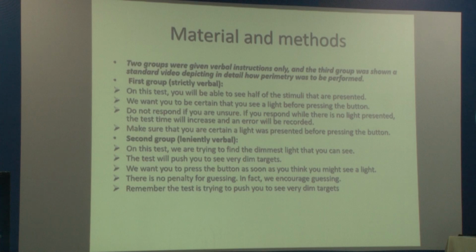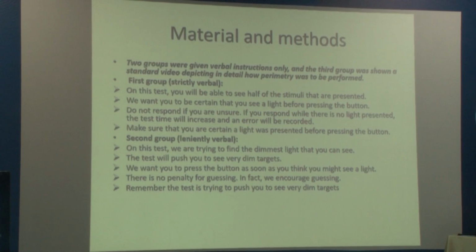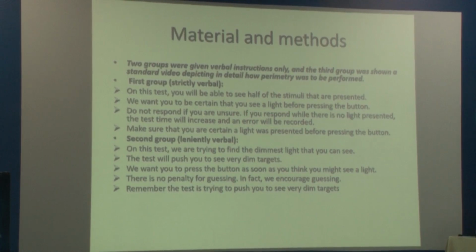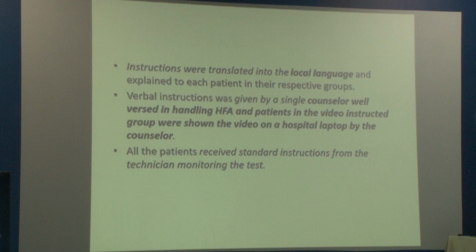Two groups were given verbal instructions only, and the third group was shown a standard video depicting the details of how the perimetry was to be performed. The difference between the two verbal groups, the strict verbal and the lenient verbal group, was that the first group was stressed that they should press the button only when they are seeing the light, and if they guess, it will increase the duration of the test. Instructions were translated into the local language. The verbal instruction was given by a single counselor well versed with handling the HFA, and patients in the video group were shown the video on the hospital laptop by counselors, so all the patients received standard instructions.